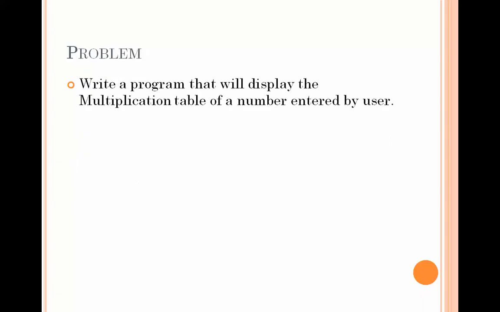Now let us try to solve a particular problem using the for loop. Suppose we have to write a program that will display the multiplication table of a number entered by the user. Suppose the user has entered the number 2, so it should give us the full multiplication table of 2. Like 2 multiplied by 1 is 2, 2 multiplied by 2 is 4, 2 multiplied by 3 is 6, likewise. If the user has entered 3, it should give us the complete table of 3. In this kind of program, we can clearly say there is some operation which we have to perform repeatedly.